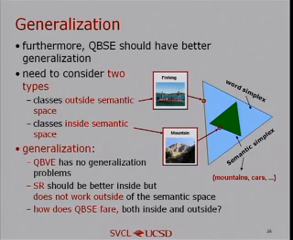Okay, so the main question then is generalization. How do these systems generalize? How are they able to deal with the types of problems that I've mentioned? There are two classes of queries: queries that are inside of the semantic space, and queries that are outside of the semantic space.